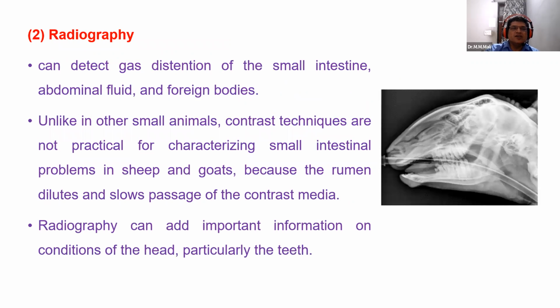The next diagnostic approach is radiography. Radiography helps in detecting gas distension of the small intestine, abdominal fluid, and foreign bodies. Unlike in other small animals, contrast techniques are not practical for investigating small intestine problems in sheep and goats because the rumen dilutes and slows passage of the contrast media. However, radiography can add important information on the condition of the head, particularly about the teeth.